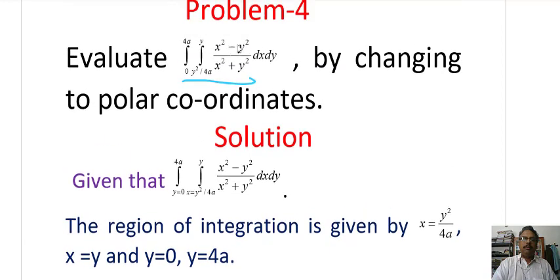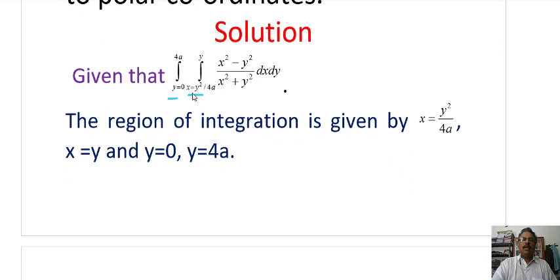If you observe, the integral limits are in terms of y, that's why this is x. So the other variable is x. Now x goes from y square by 4a to y, and y goes from 0 to 4a. The integrand is the same. First we will observe the region. What is the region?